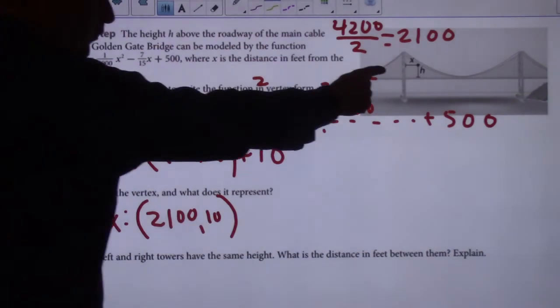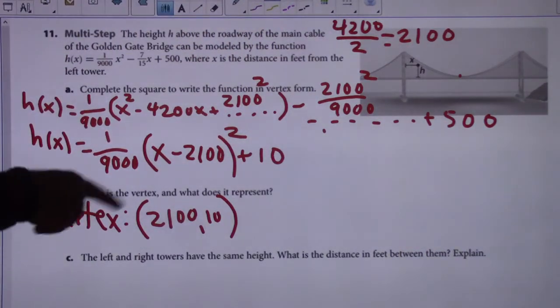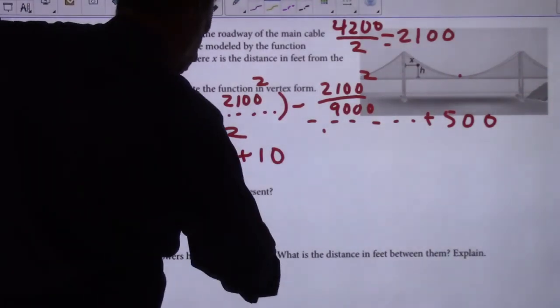But physically, what does it represent? Oh, the lowest point of the bridge. Low point of the cable, right? Oh yeah, low point on cable.